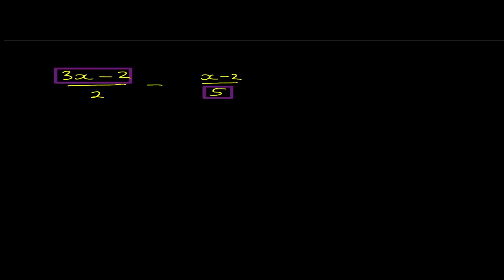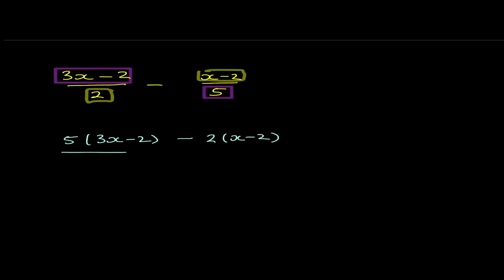So anyway, we're going to do that times that first. So I'm going to use brackets. 5 brackets, 3x take 2. Then subtract this times this, which is 2 multiplied by x take 2, all over these 2, which is 10. Okay, let the fun begin.